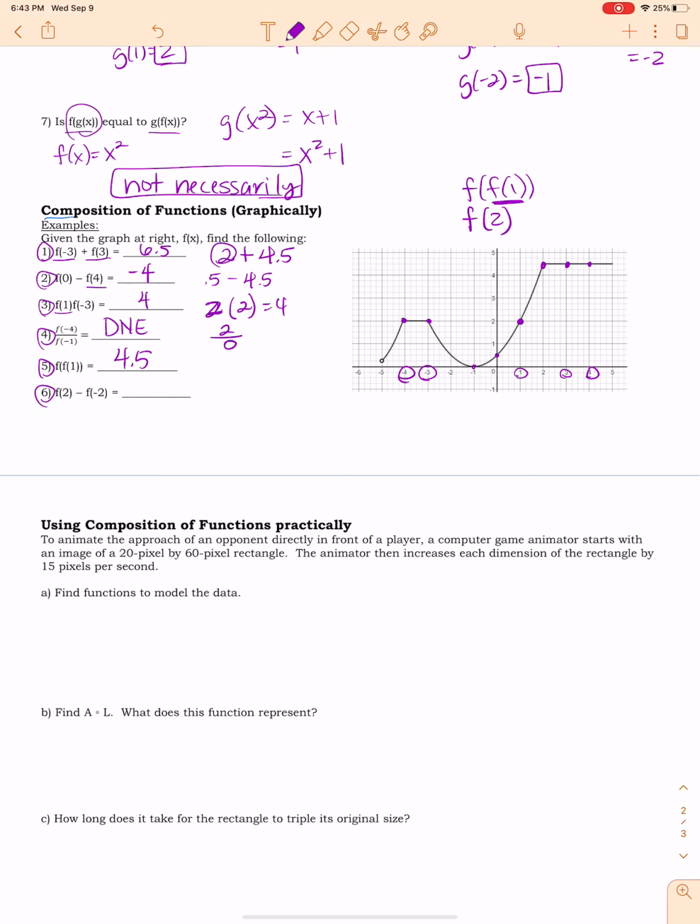Okay, number 6, f of 2, well, we found that just now. F of 2 is 4.5 minus f of negative 2, which is 0.5. So 4.5 minus 0.5, positive 4. There you go. Easy peasy, lemon squeezy.